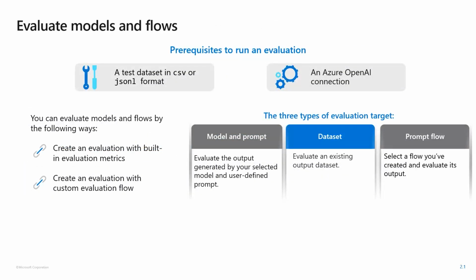It's important to understand that to run an evaluation, you'll need a test data set in either CSV or JSON-L format and an Azure OpenAI connection. This is the foundation for any evaluation process you're conducting. Additionally, you should be familiar with the different types of evaluation targets: model and prompt, data set, and prompt flow. You can use built-in evaluation metrics, or you can set up custom evaluation flows. So remember those things, and if you don't, definitely study those.